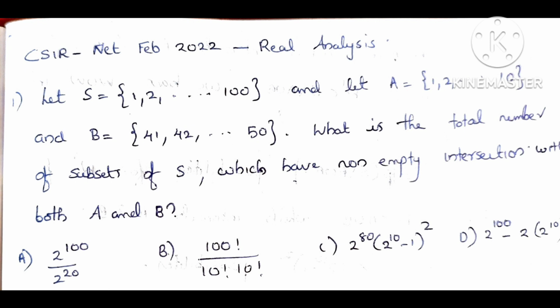Options: option A, 2 raised to 100 by 2 raised to 20; option B, 100 factorial by 10 factorial into 10 factorial; option C, 2 raised to 80 into (2 raised to 10 minus 1) whole square; option D, 2 raised to 100 minus 2 into 2 raised to 10.